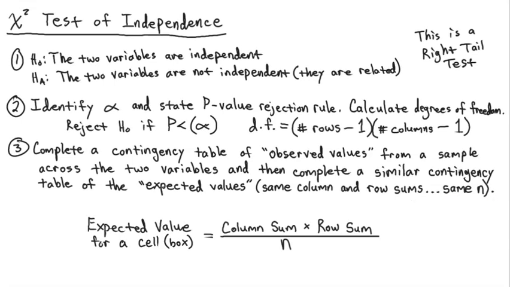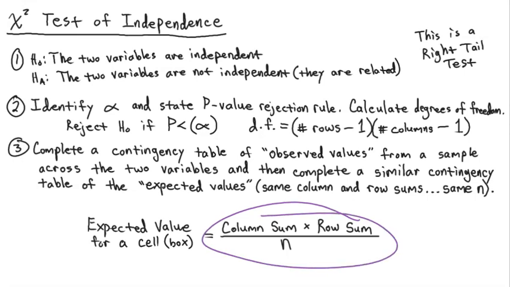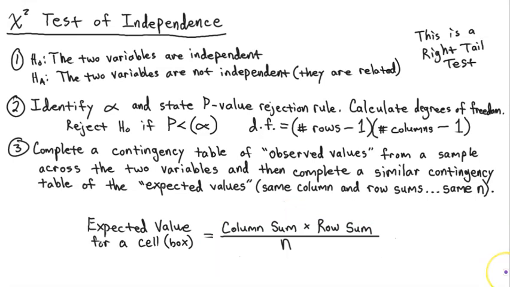And now write this formula down. This is the formula for calculating all the expected values that are going to go in all the cells in the second contingency table. For each individual cell, you're going to multiply the column sum of that cell times the row sum of that cell. Then you're going to divide that product by the sample size, n. And whatever number you get from that, you're going to put in that box for that cell. So why don't we do an example of step 3? Let's go ahead and try an example.